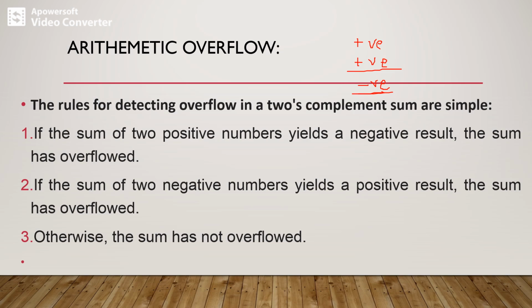That is rule 1. Or else, if you are adding any two negative numbers and you get a positive result. So if the sum of two positive numbers or two negative numbers yields a negative result or a positive result, then the sum has overflowed. Otherwise, the sum has not overflowed. So we will consider some examples.